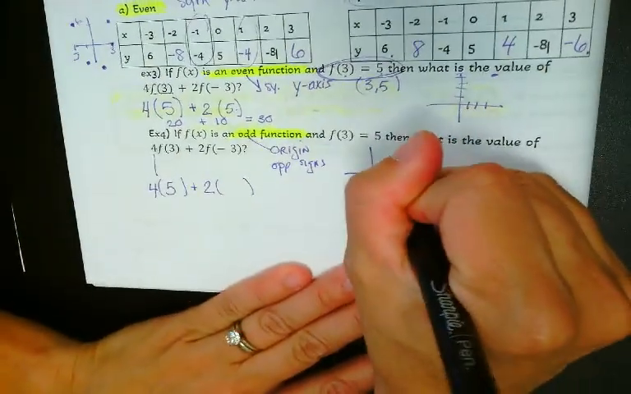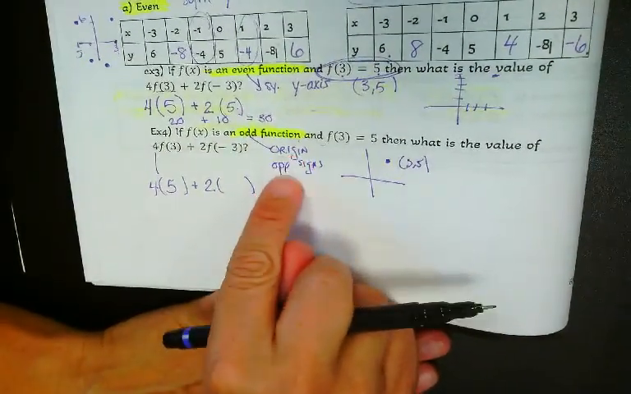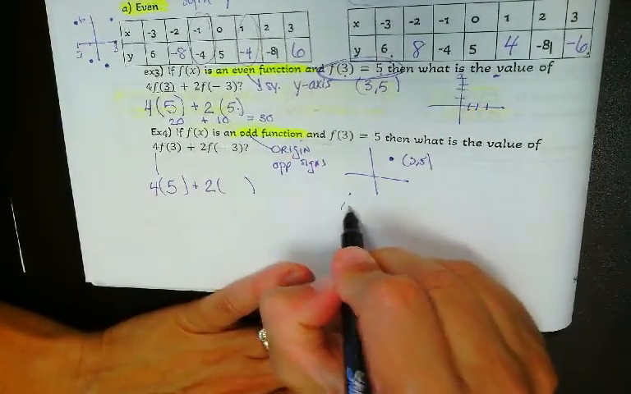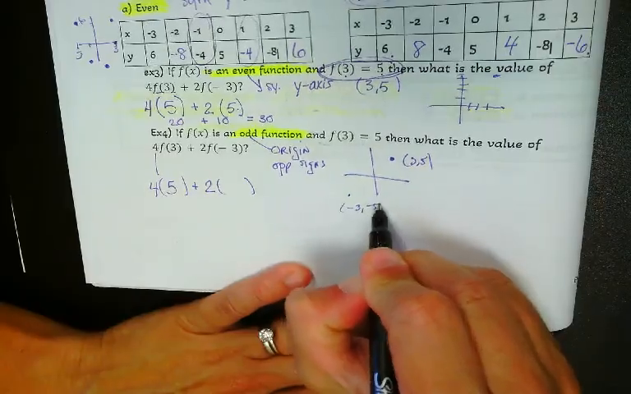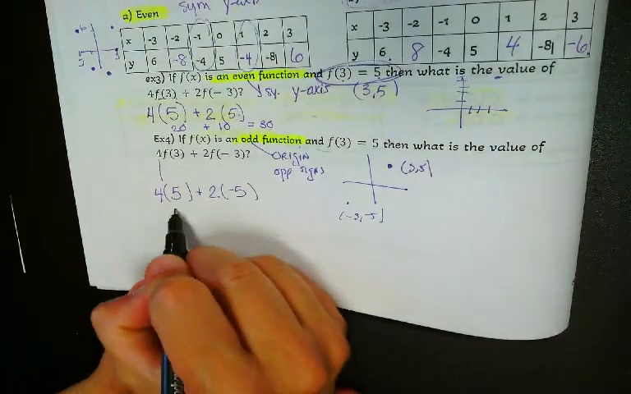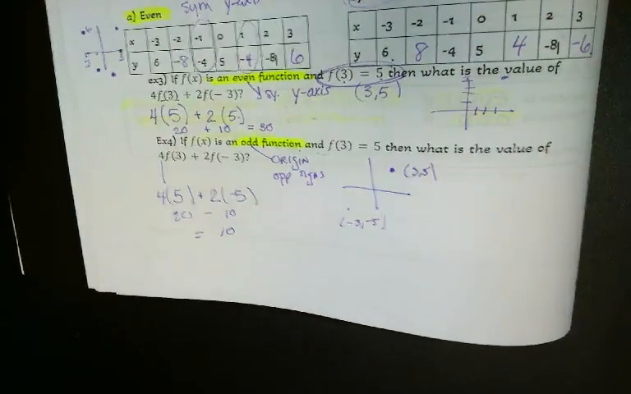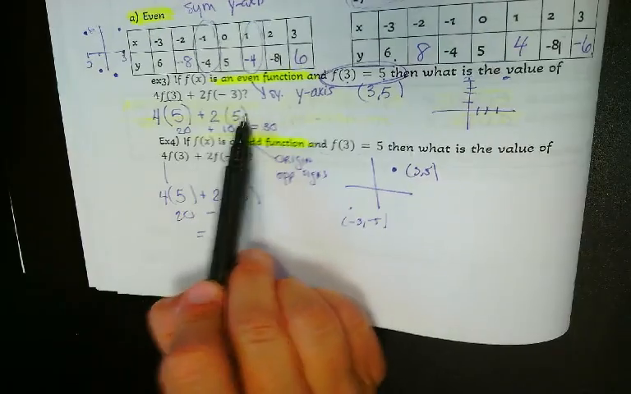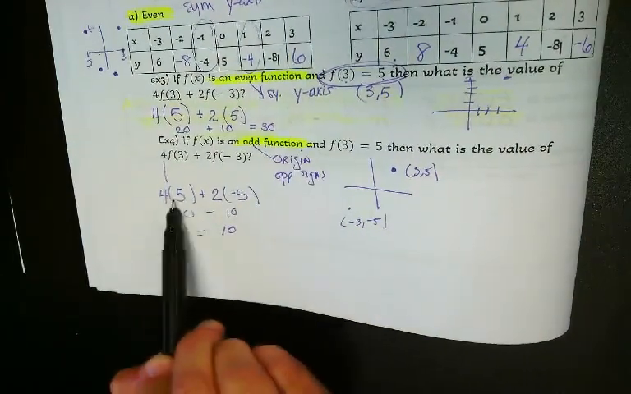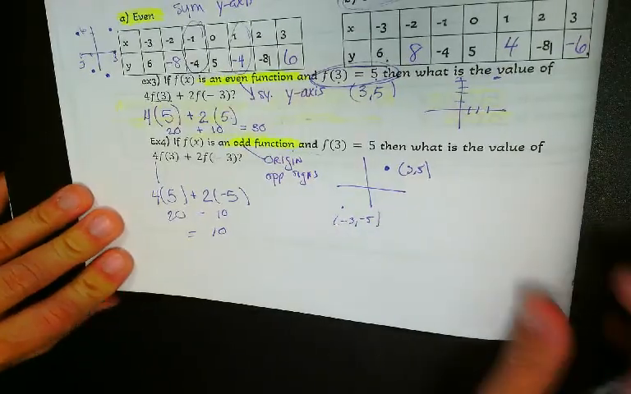Well, if f of 3 is 5, and I'm reflected about the origin, that means I have opposite signs. That means f of -3 is -5. So that becomes -5. So now I have 20 minus 10 should get me 10. Okay, so even, it's the same. Odd, it's the opposite. Even's the same. Odd is the opposite. All right, so graphically, fairly simple. Symmetric to the y, symmetric to the origin.